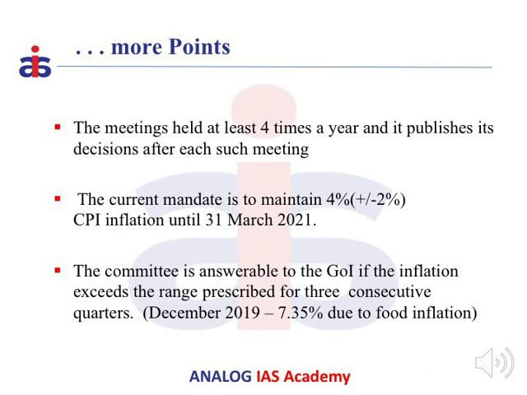Also, the committee is answerable to the Government of India if the inflation exceeds the range prescribed for 3 consecutive quarters. Remember, it is 3 consecutive quarters, not 3 consecutive months. Recently, in December 2019, inflation crossed 6%, that is, it became 7.35% due to underlying food inflation.